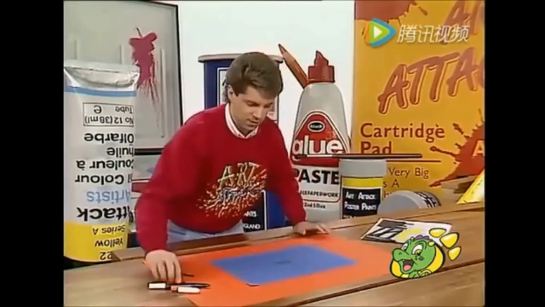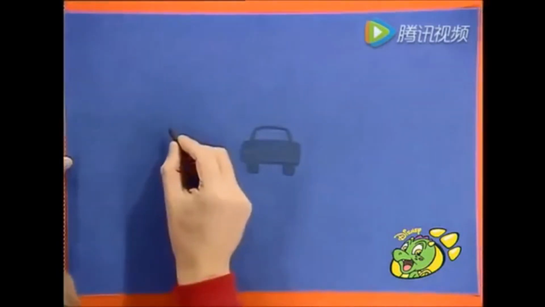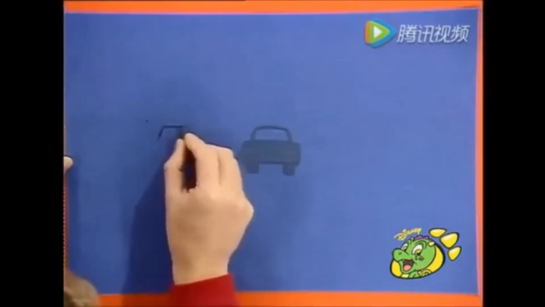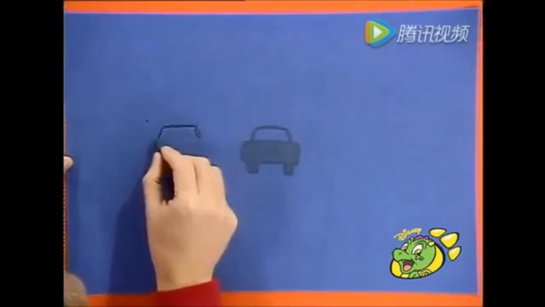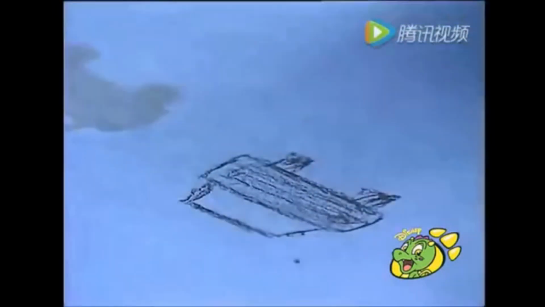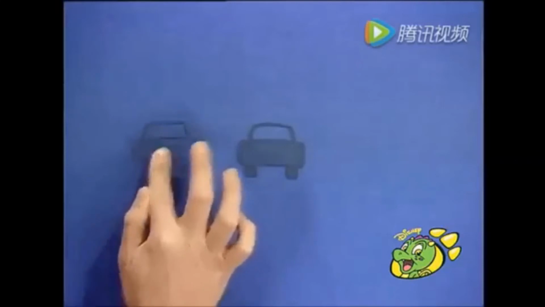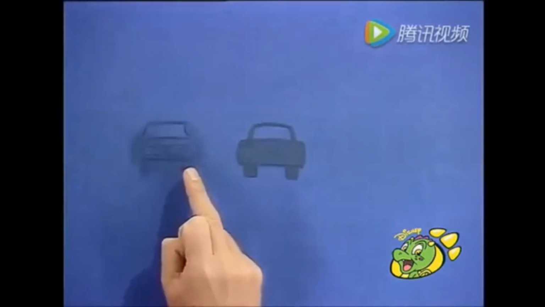Let me just get rid of that. Now, here I've drawn a picture of a car. The car's coming towards you. So what I'm going to do is draw in charcoal a picture of a car. Just cut it in there, blow off the excess charcoal, and fade it. And it's just rubbing it with my fingers. It makes it look as if that car is in the distance.